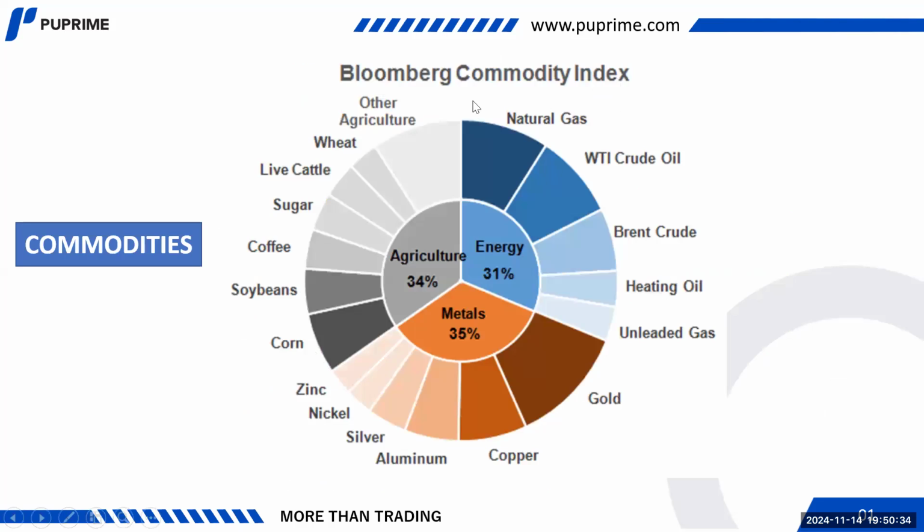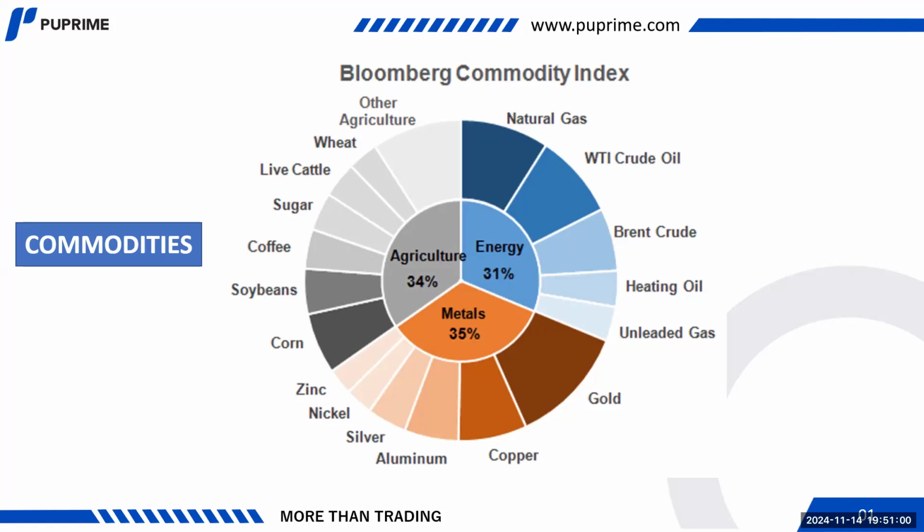All right, so let's look briefly at the commodities market. Now, the commodities market is divided into three parts. We have the energy market, the metals, and the agricultural produce. The energy market accounts for 31% of the commodities market. The metals account for 35%, and the agricultural produce account for 34% of the commodities market.